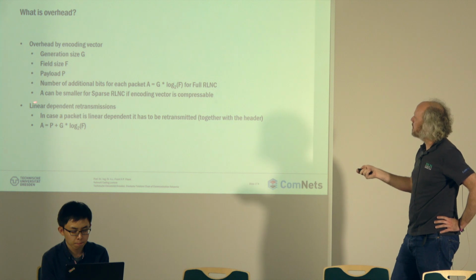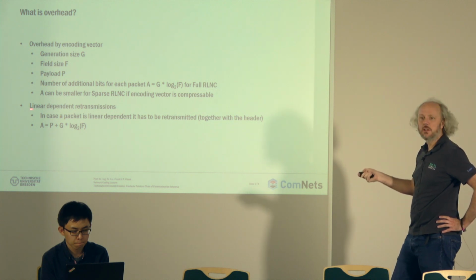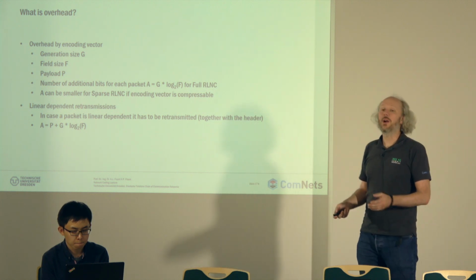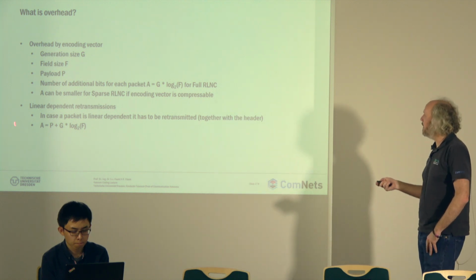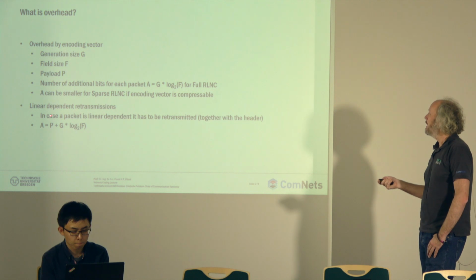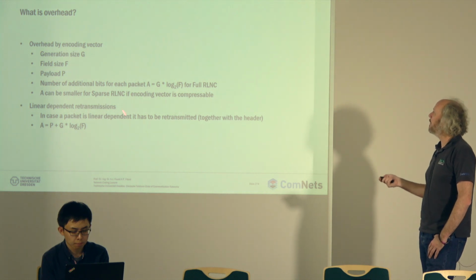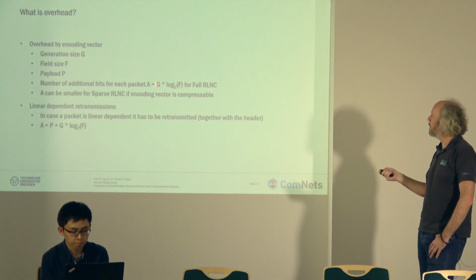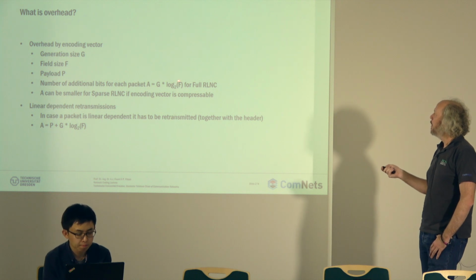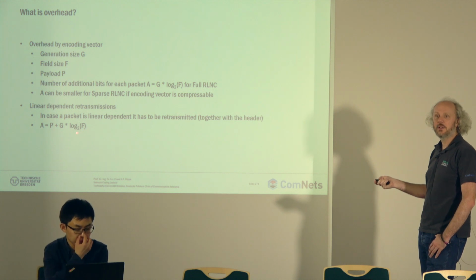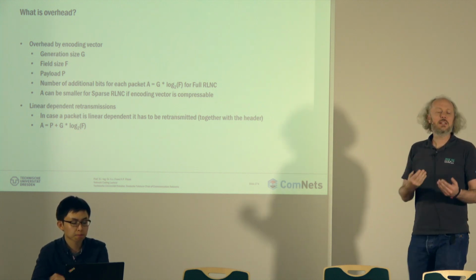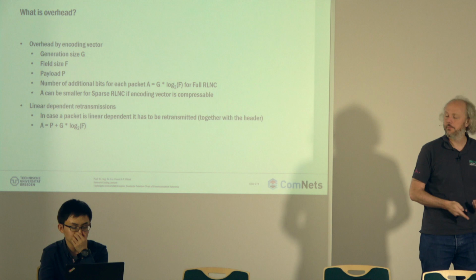The other overhead comes from linearly dependent retransmissions. So in case you try to be super smart and make it too sparse, you may end up with something saying, I'm sorry, but you have to repeat the packet. Or if you think you can reduce the encoding vector by using a binary field, which decreases the encoding vector, but then you have the 1.6 packets extra. This is also overhead. So these things belong to each other.